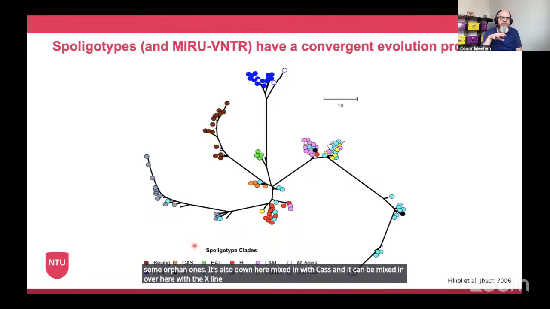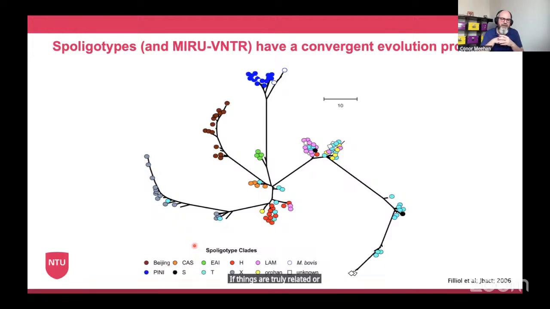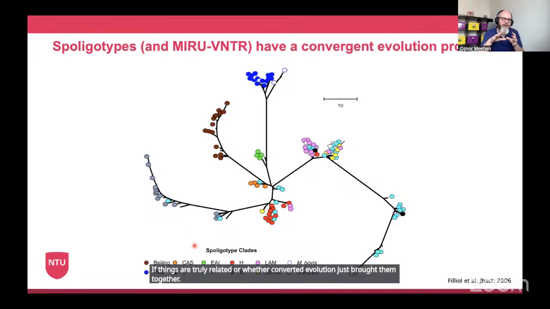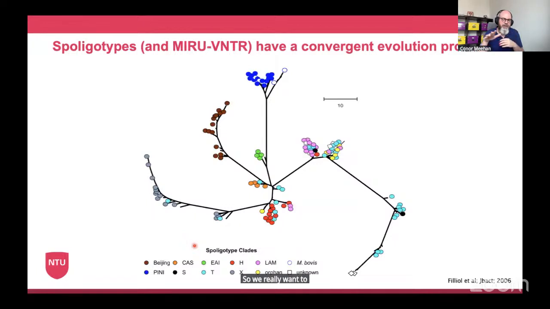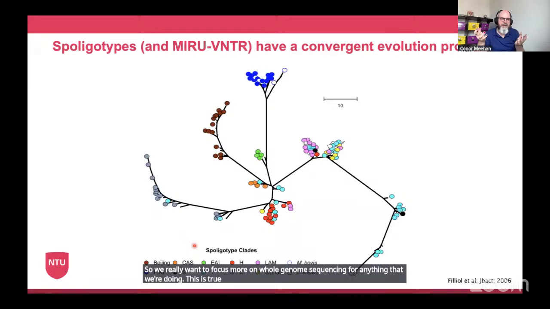So Spoligotype and MIRU-VNTR really suffer from convergent evolution, which is one of the reasons we don't really use them for phylogenetics or for transmission tracking anymore, because you cannot always tell from a Spoligotype or MIRU-VNTR pattern if things are truly related or whether convergent evolution just brought them together. So we really want to focus more on whole genome sequencing for anything that we're doing. This is true, I'd say, of almost every pathogen now. If you can afford it, it's a great way to do it.